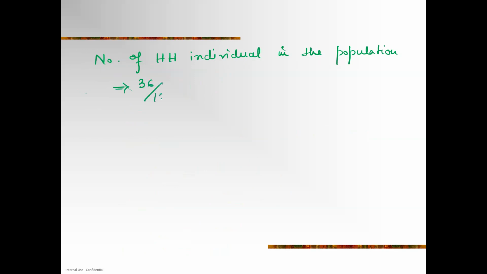Now, what was the question? Number of HH individual. No one had asked you about the percentage. Here lies the trick. Number of HH individual, that is capital H or dominant, whatever you may say, in the population is what? 36% of 200, which is 72.